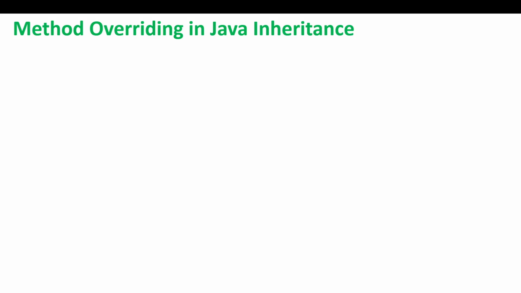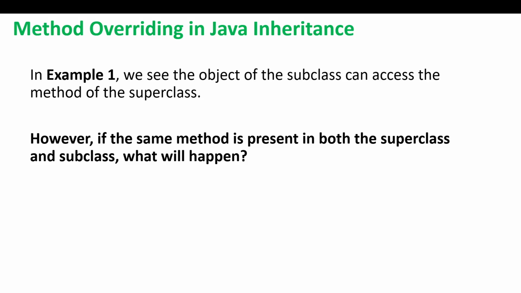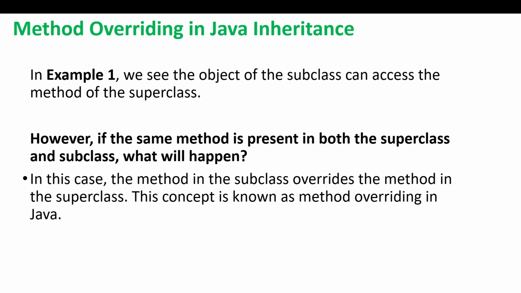And the next concept is method overriding. So what is method overriding? When the same method is present in both the superclass and the subclass, it is called method overriding. Suppose in the previous example, you derive the dog class from the animal class, and if both the animal class and the dog class have the same method, then see what will happen. The same method present in both superclass and subclass is called method overriding. So the subclass method overrides the method in the superclass.